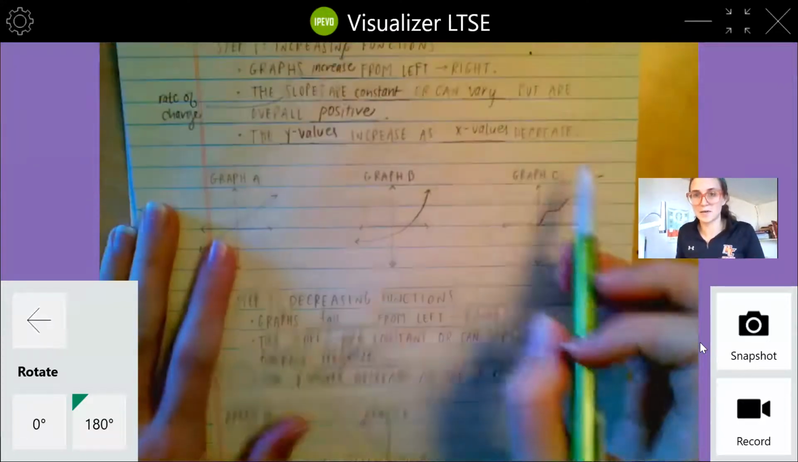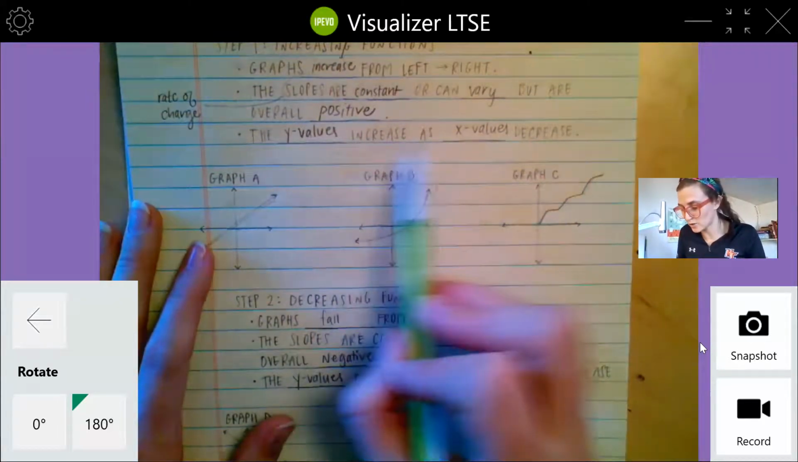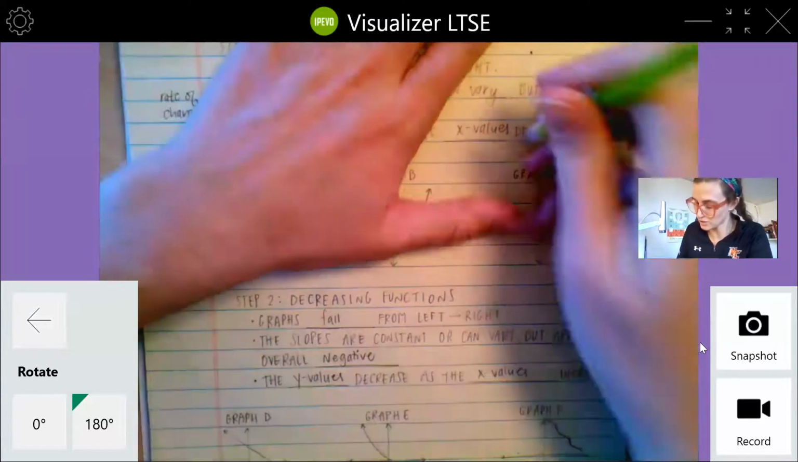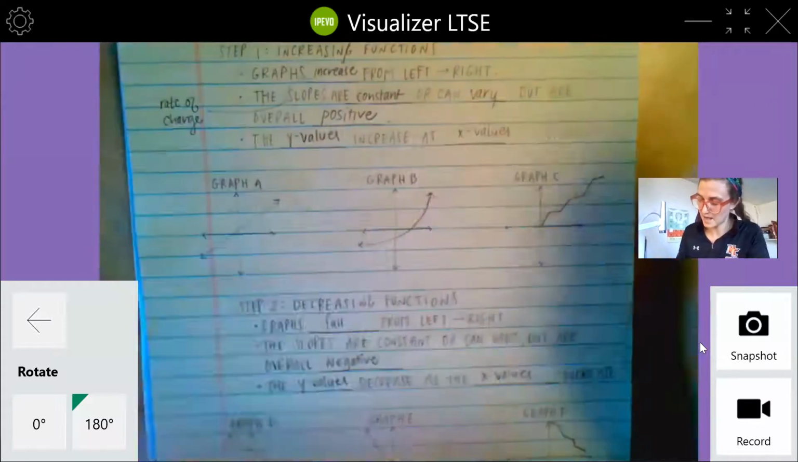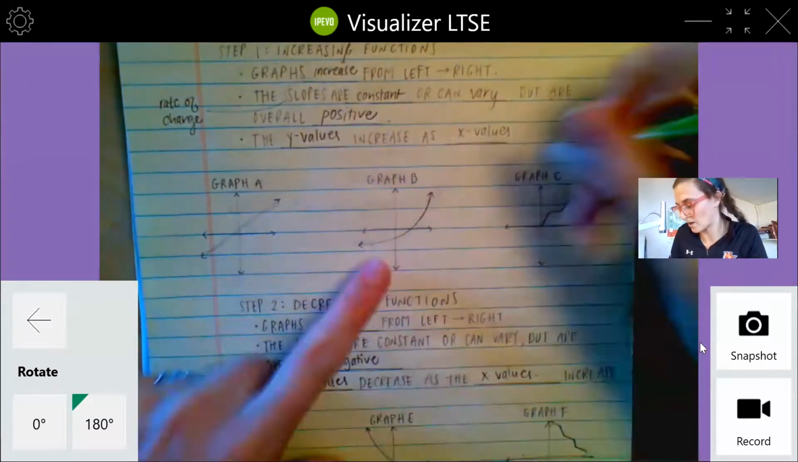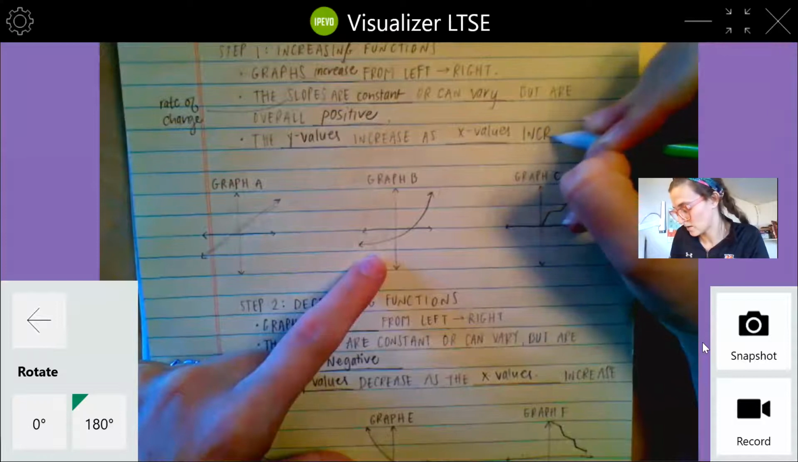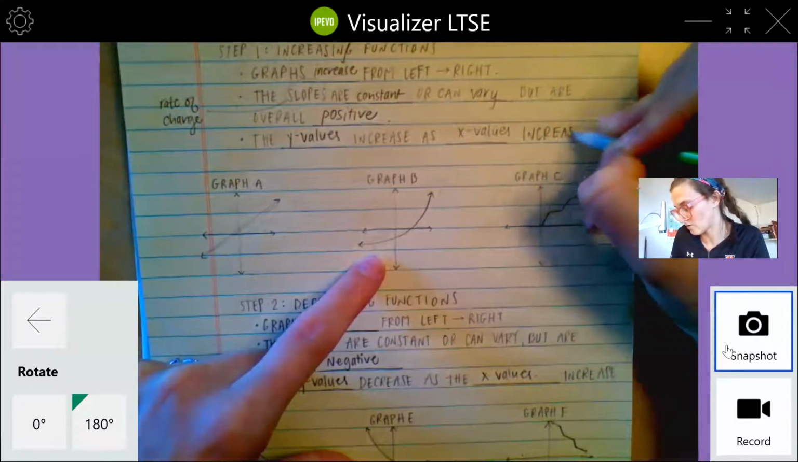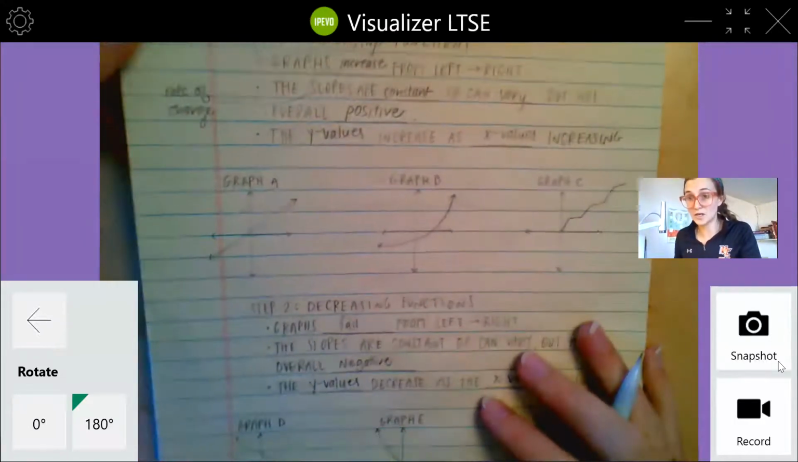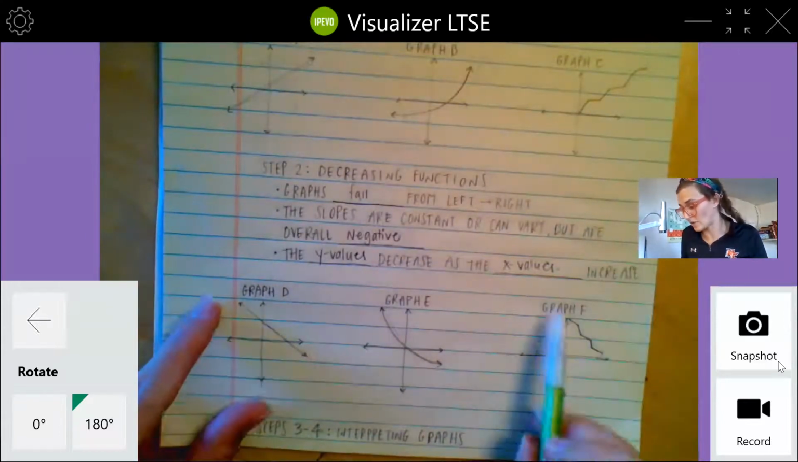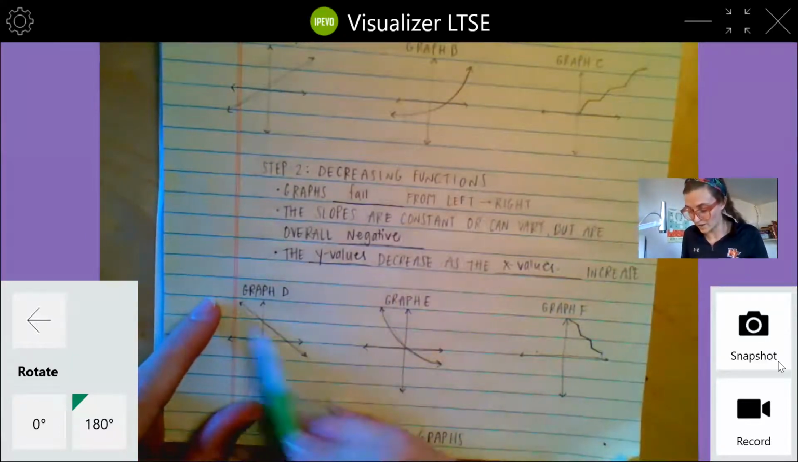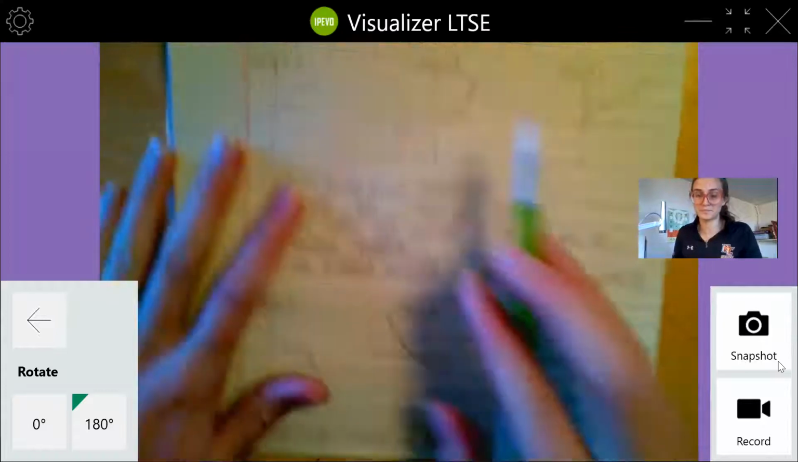And I made a mistake up here. I said the y values increase as x values decrease. That should say increase. As the x values increase, the y values increase for an increasing function. For a decreasing function, as the x values increase, y values will decrease.